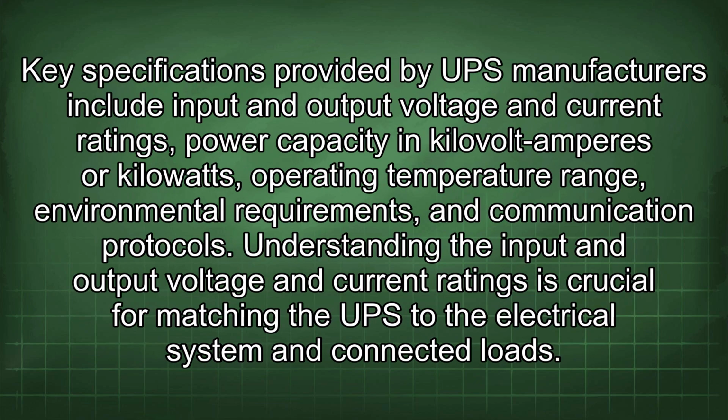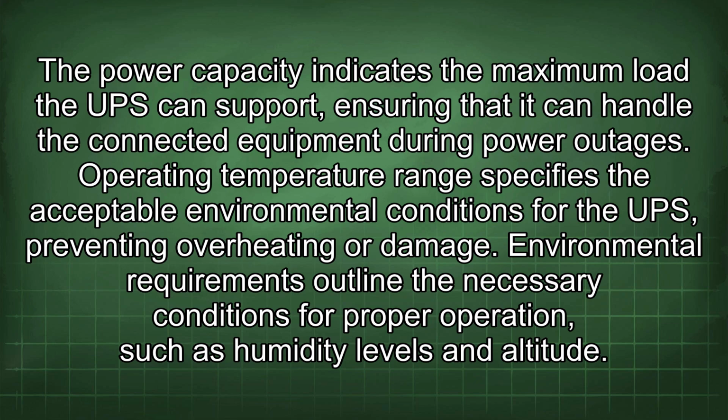Key specifications provided by UPS manufacturers include input and output voltage and current ratings, power capacity in kilovolt amperes or kilowatts, operating temperature range, environmental requirements, and communication protocols. Understanding the input and output voltage and current ratings is crucial for matching the UPS to the electrical system and connected loads. The power capacity indicates the maximum load the UPS can support, ensuring that it can handle the connected equipment during power outages. Operating temperature range specifies the acceptable environmental conditions for the UPS, preventing overheating or damage.